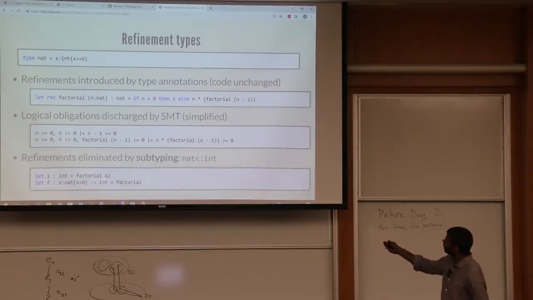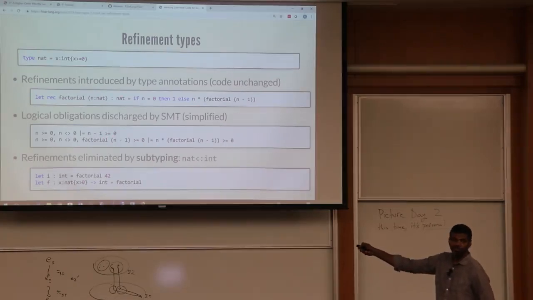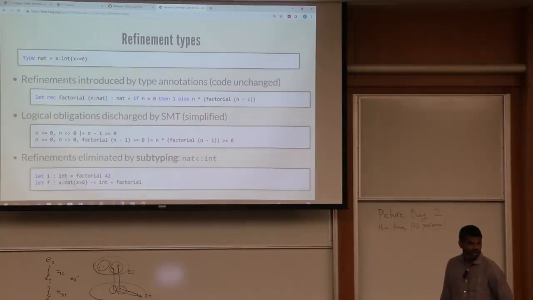And now it has to prove that the multiplication is a nat. It uses the induction hypothesis that says that factorial of n minus 1 is a nat, from the typing of factorial. And then it has to prove that the product is a nat, which it can also do. Okay, SMT is good at that kind of thing.